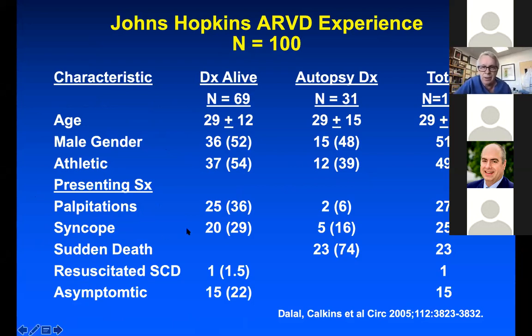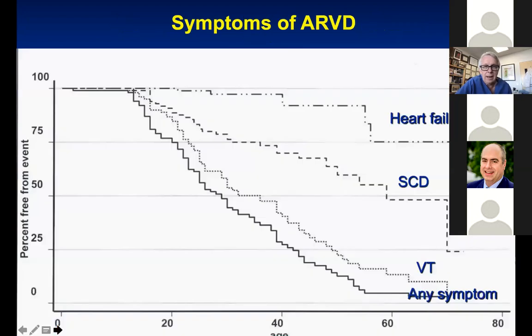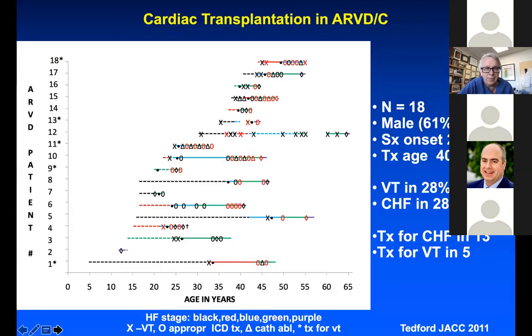And you can look at this. The average age of patients is around 29, half are men, half are women. A lot are athletes. They show up with palpitations, syncope, or sudden death. Some are asymptomatic. Now, this shows a Kaplan-Meier curve. Symptoms correlate with VT. Sudden death is less common. Heart failure is late. But this disease doesn't occur before puberty. You never see anyone younger than 12 or 13 or 14. It's really around 13, 14, 15 that it starts to show up, with the average age of around 30.